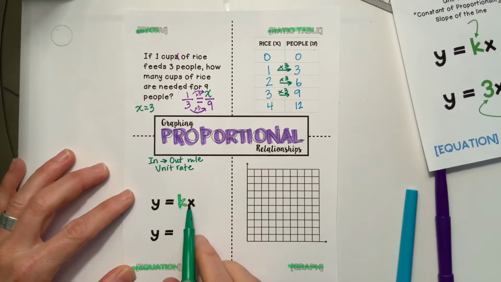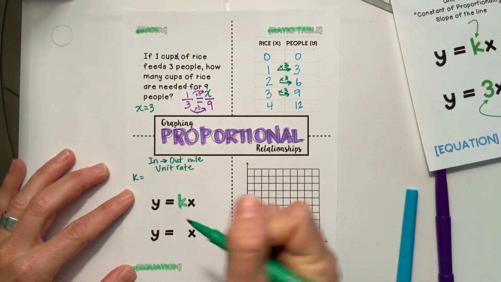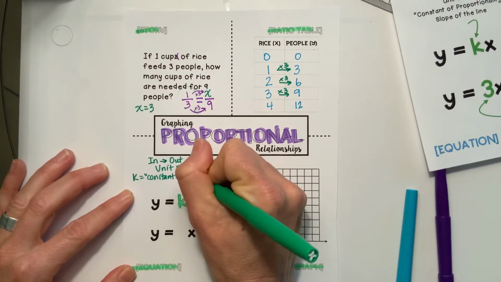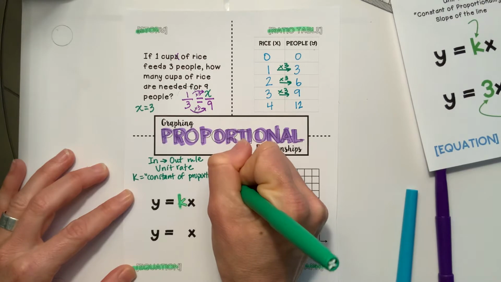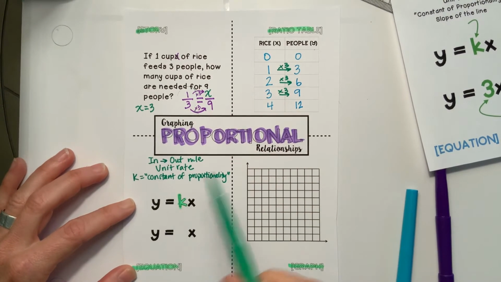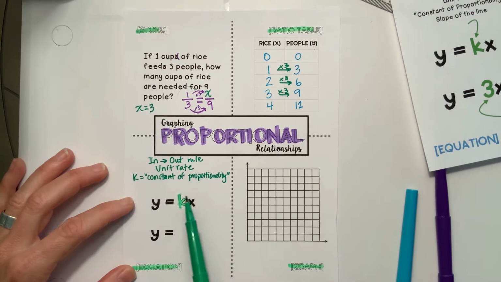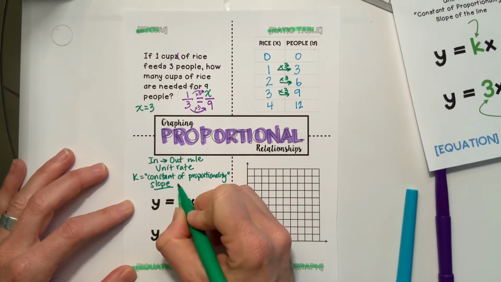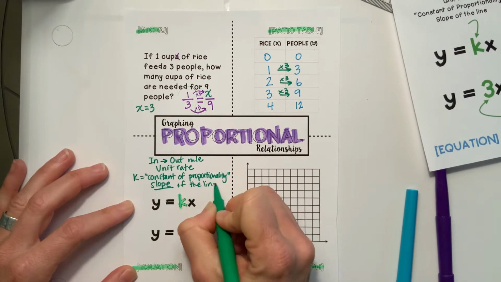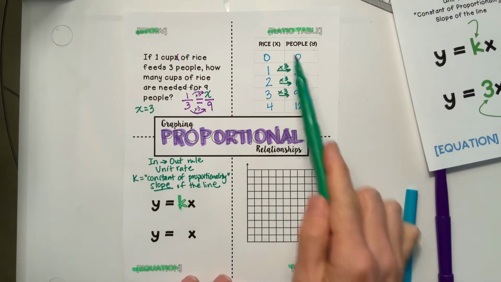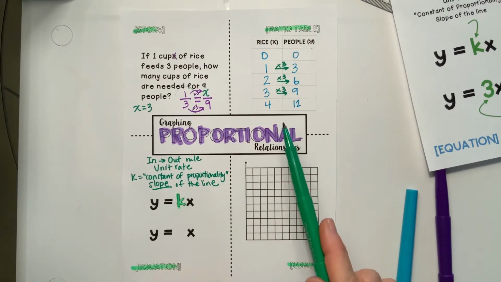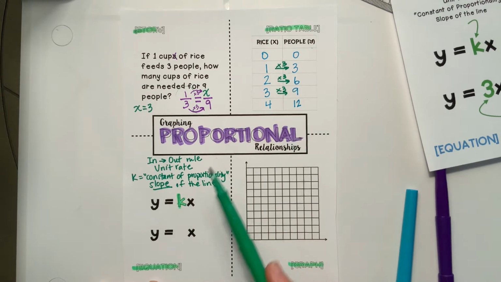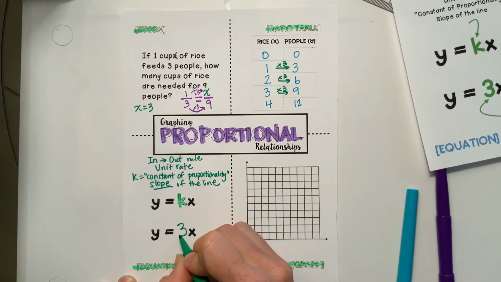Now, in terms of this equation, this k has a special name. This is called the constant of proportionality. It's not super important that you memorize that term, but just so you know, this is called the constant of proportionality, and it's also going to be the slope of the line once we graph it. So if we look at this proportion and the ratio table, we can see that the value of k, or our in-out rule, or our unit rate, is going to be 3.